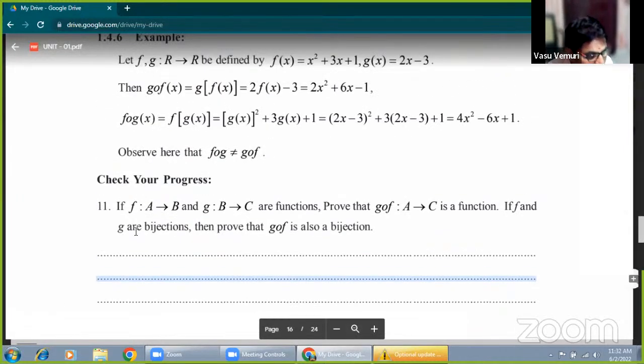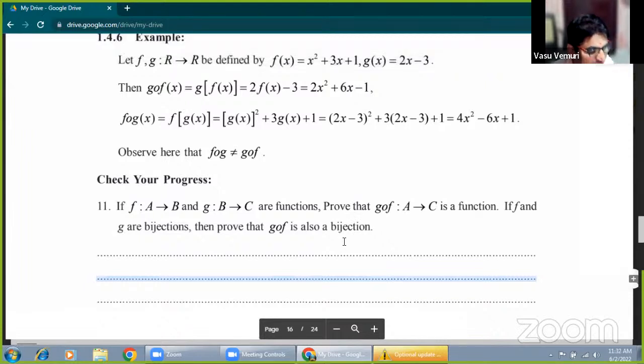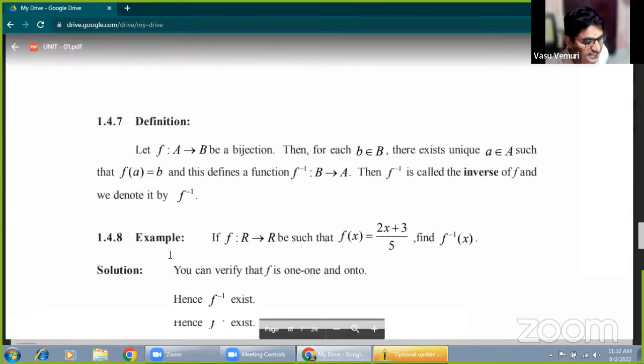Now when these 2 functions are bijections, automatically we are getting the result that the composition is also a bijection. That means we must prove that g circle f is an injection and a surjection. Finally we are getting the result that g circle f is also a bijection.